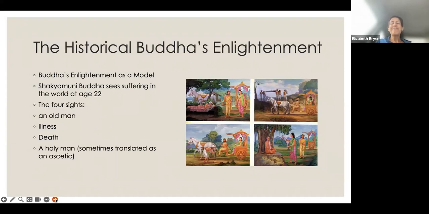However, something important happened at around age 22. The historical Buddha Shakyamuni sees suffering for the first time. He leaves the palace where he has grown up, and he sees what are famously known as the 4 sights. One of those sights is an old man, so he realizes he's going to get old. He also sees a sick person. He sees illness for the first time, and he sees death. He also sees a holy man. Sometimes the holy man he sees is referred to as an ascetic, and we'll talk about asceticism in just a little bit.